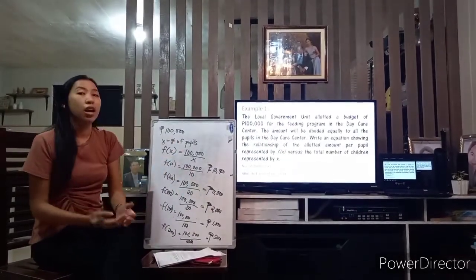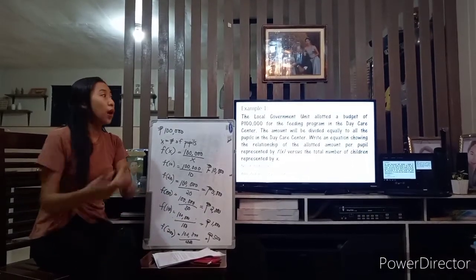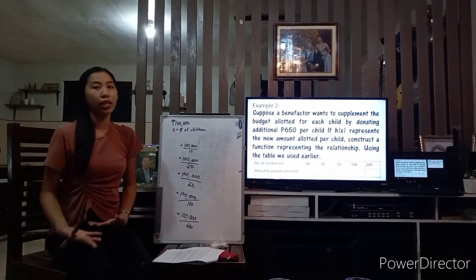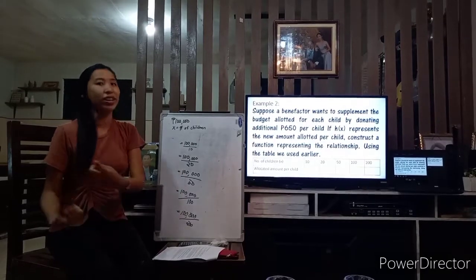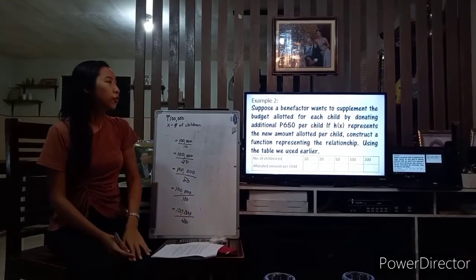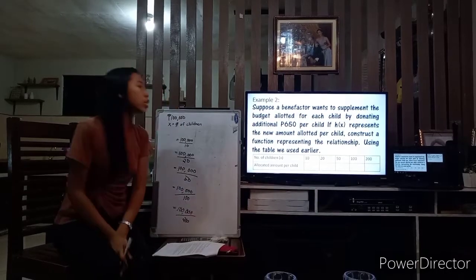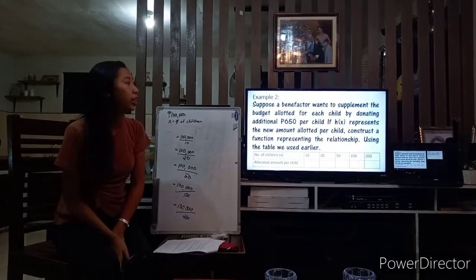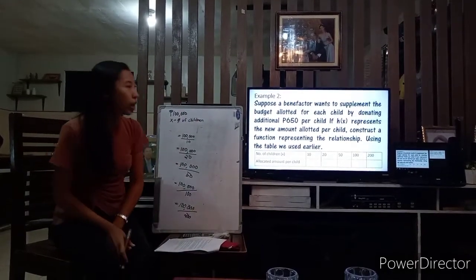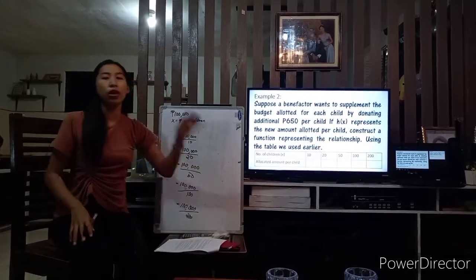Alright, so let's proceed with example number 2, which is connected to our example number 1. Okay, number 1. Suppose a benefactor wants to supplement the budget allotted for each child by donating an additional of 600 pesos per child. If h of x represents the new amount allotted per child, construct a function representing the relationship using the table we used earlier.